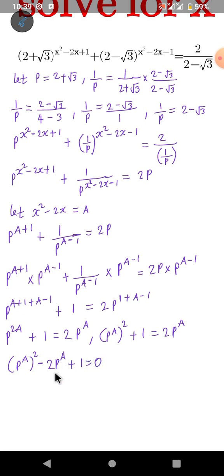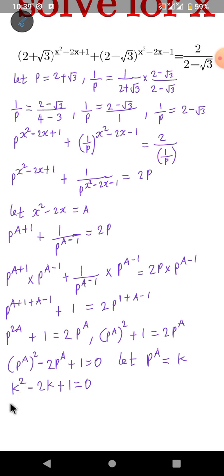The next step, my next step now will be to say that let p raised to the power of a be equal to k. So p raised to the power of a now is equal to k. So now we have p raised to the power of a here. So I'll replace it with k. So here will become k squared minus 2k plus 1 equal to 0. Now this is a quadratic equation, and I'm going to solve this quadratic equation using the factorization method.